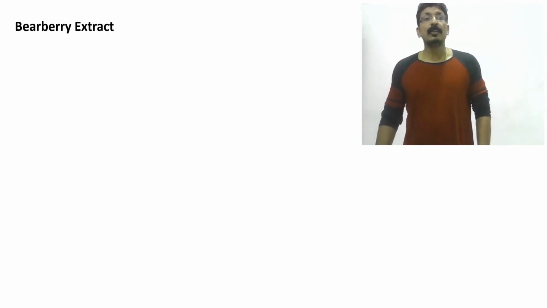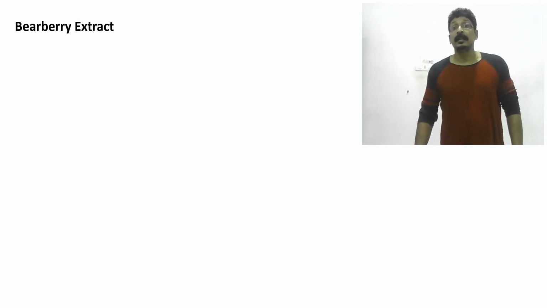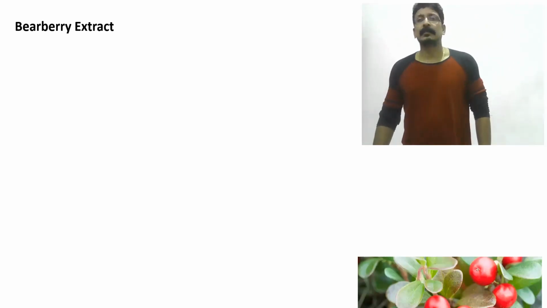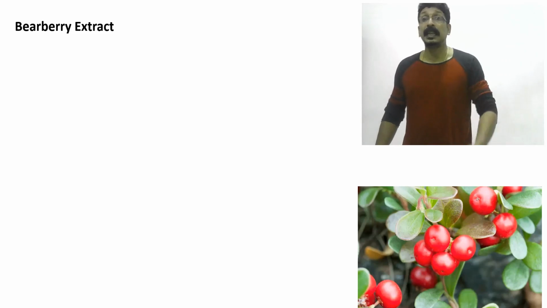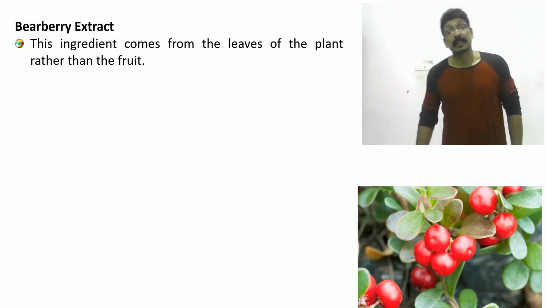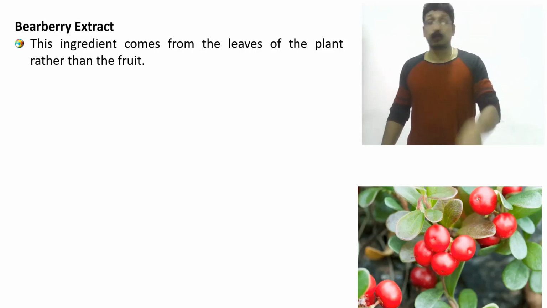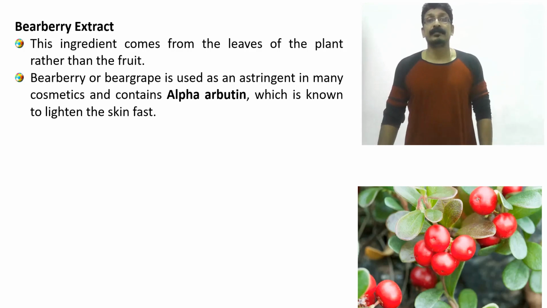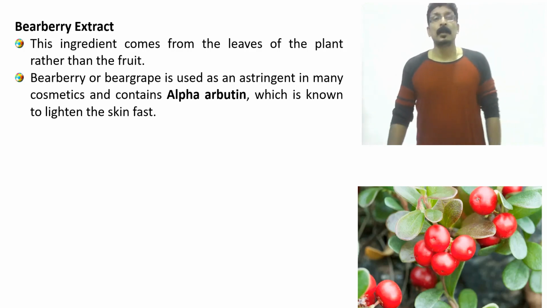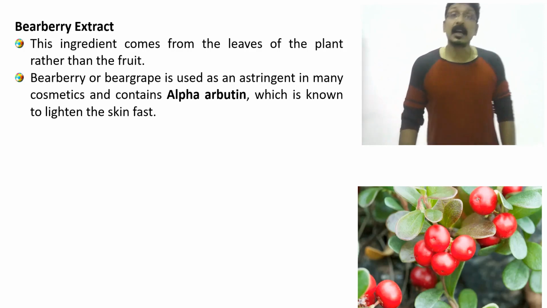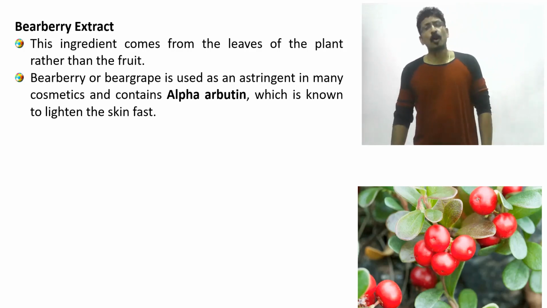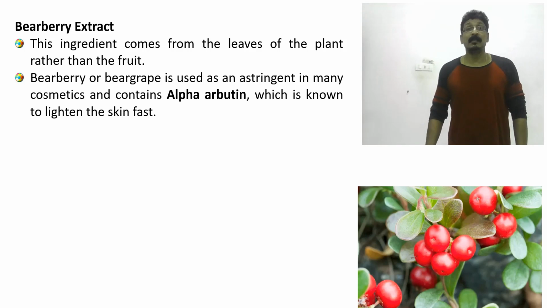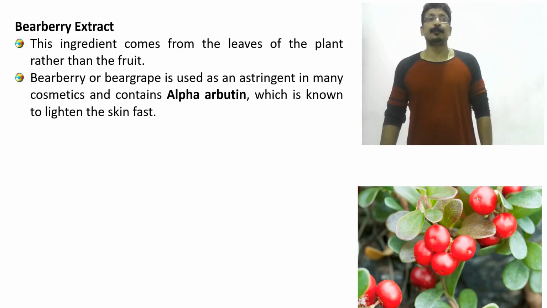The next natural plant having a bleaching, whitening or lightening effect in skin care is bearberry extract. Both the fruit and the leaf have it, but the leaf has more of the constituent. The bearberry or bear grape is used as an astringent in many cosmetics and contains alpha arbutin, which is known to lighten the skin very fast.